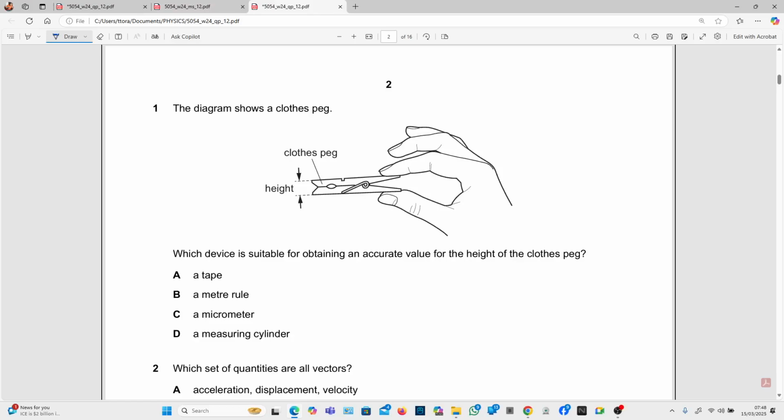Hi, question number 1. The diagram shows a closed peg. The closed peg is here, and the height is this space here, okay? So which device is suitable for obtaining an accurate value of the height of the closed peg? We're not going to be able to measure this with a tape or meter ruler. Measuring cylinder, no. So a micrometer would be the answer.